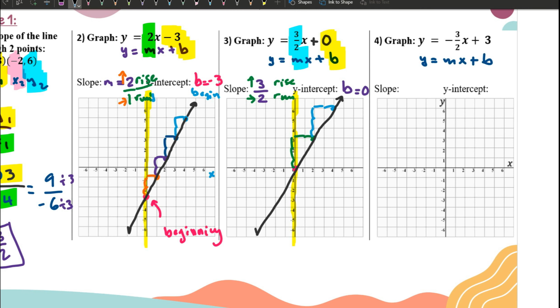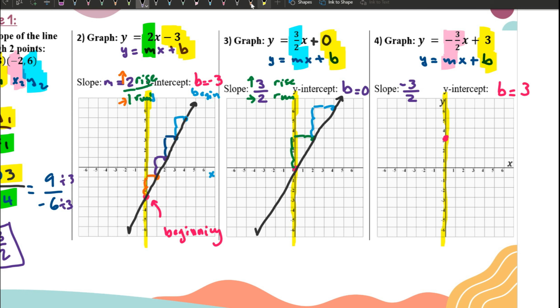So what is your b? b is 3. If you said 3, it is correct. What is your slope? Slope is negative 3 over 2. As I told you earlier, the negative can be either on top or bottom, so I would choose to put it on top. So at the beginning, where would it be? It's always on this vertical line. b equal to 3 is right here.